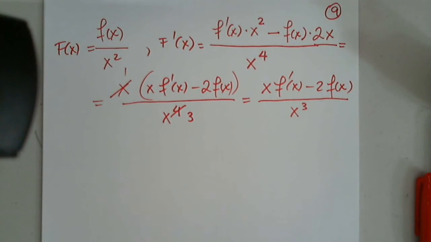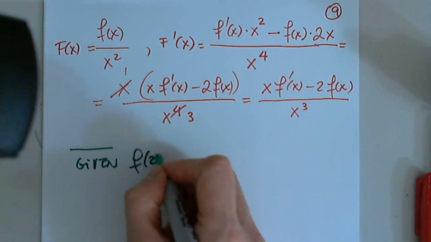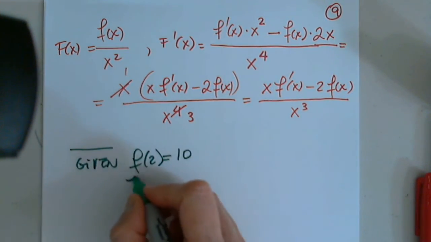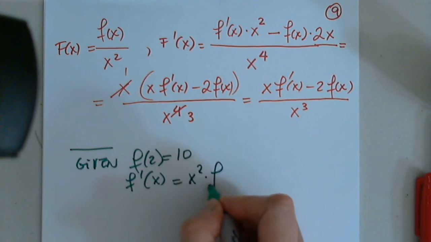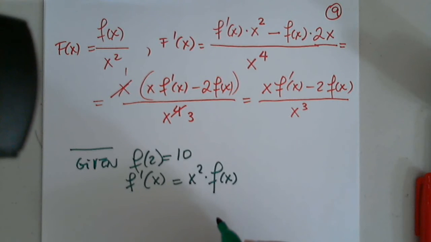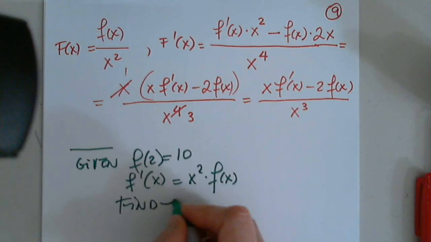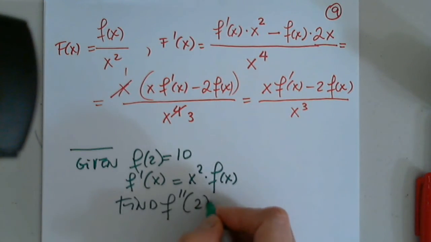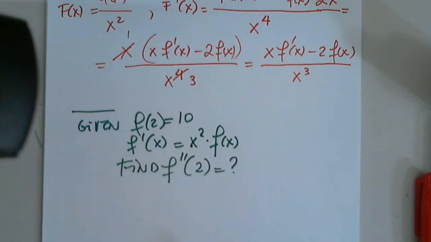Okay, I have one more before we continue. So I'd like to look at something like this. We are given f of 2 equals 10, f prime of x equals x squared times f of x, for all x. We're asked to find the second derivative at 2. So I cannot find the second derivative evaluated at 2 if I don't find the second derivative. I have to find the second derivative first.